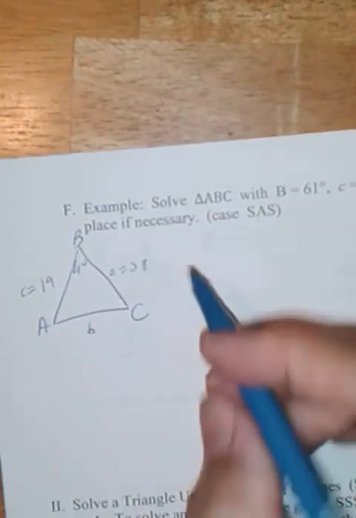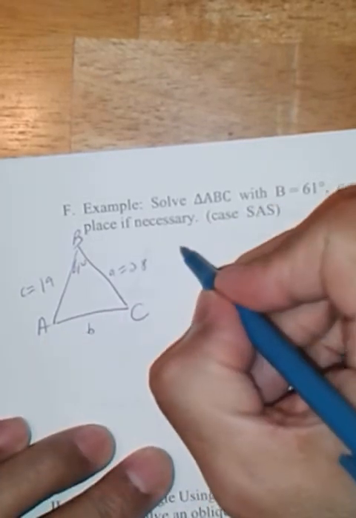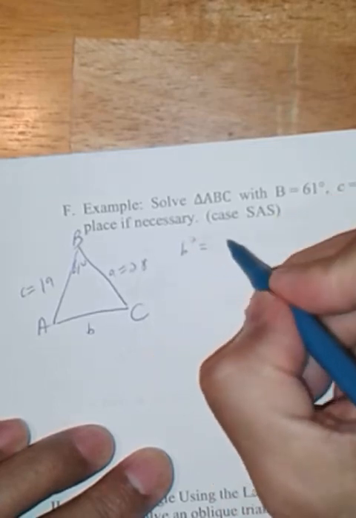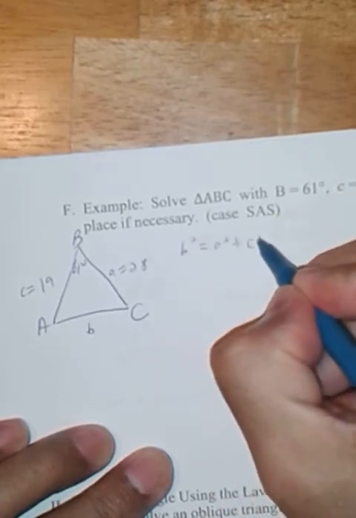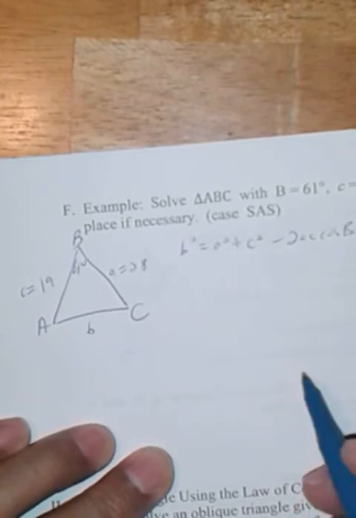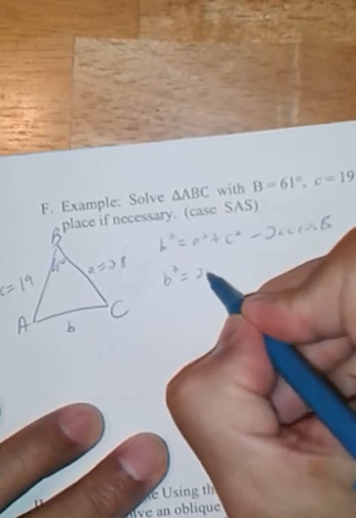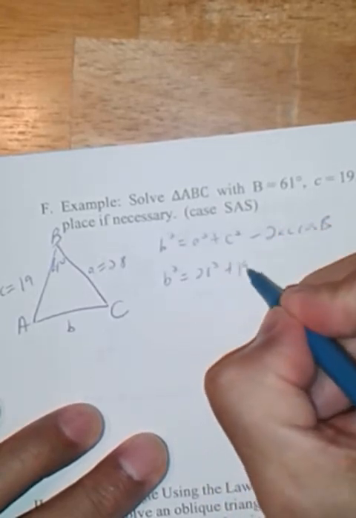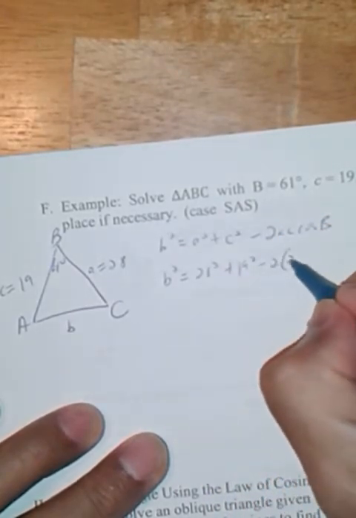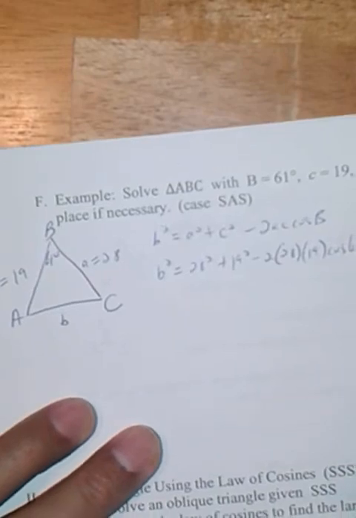Okay, so this first tells us that we use the law of cosines to find side B, right? So we're going to write B squared equals A squared plus C squared minus 2AC cosine of B. Yeah, and when I punch that in, I get B squared equals 28 squared plus 19 squared minus 2 times 28 times 19 times the cosine of 61 degrees. And notice I can figure that out pretty fast.